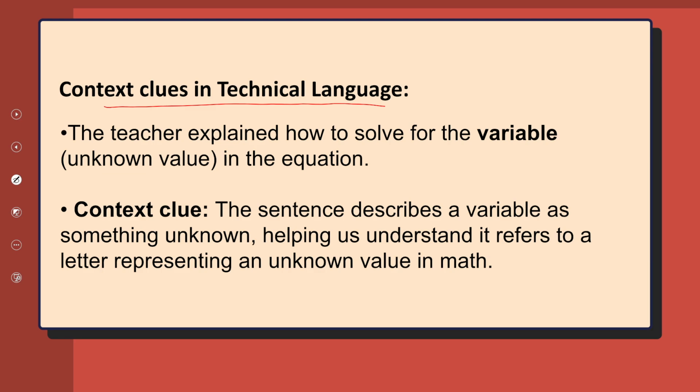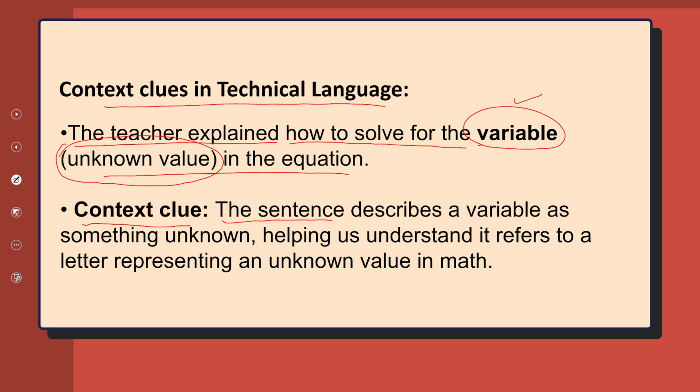We have a very interesting sentence over here. The teacher explained how to solve for the variable in the equation. Now, this word variable, the writer of the sentence used the bracket to explain the meaning of the word variable, which is an unknown value. So we find out that variable is something that is unknown. Context clue, let's look at the context clue in this sentence.